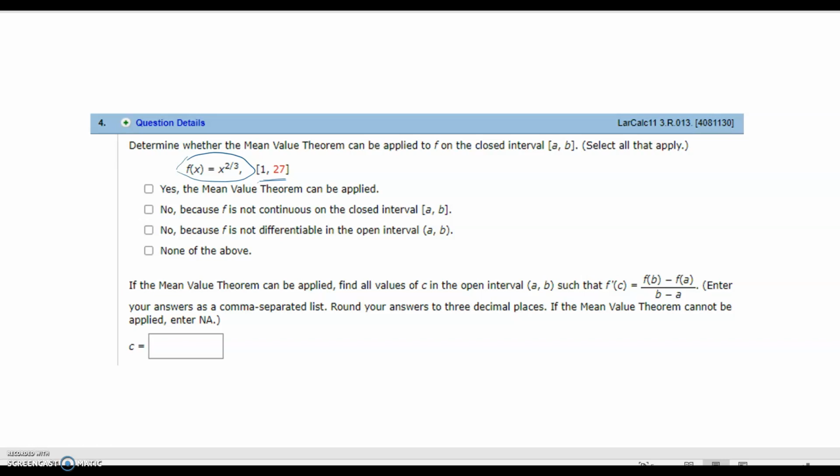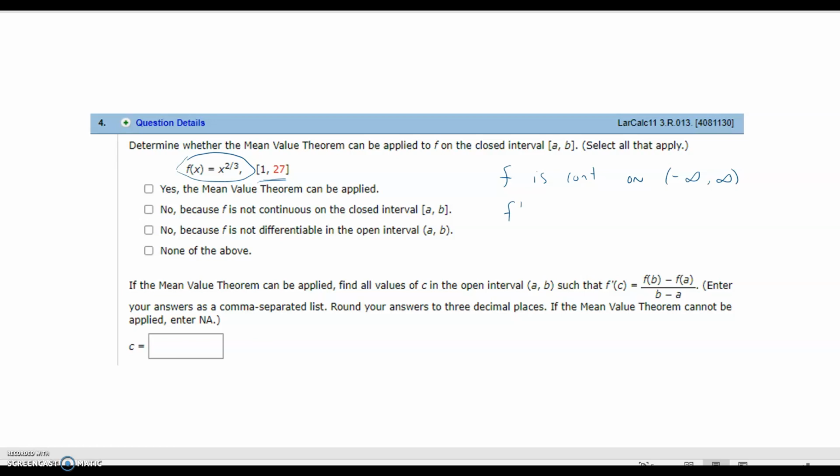Well, it's definitely continuous, right? You can plug in any value for f of x. So f is continuous for all real numbers. Right? If you cube, you can cube root any number you want. You can square any number you want. And the combination of those doesn't give you an issue. So the domain's all real numbers, continuous on all real numbers.